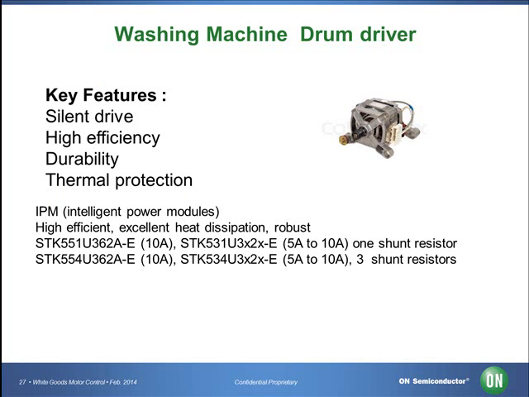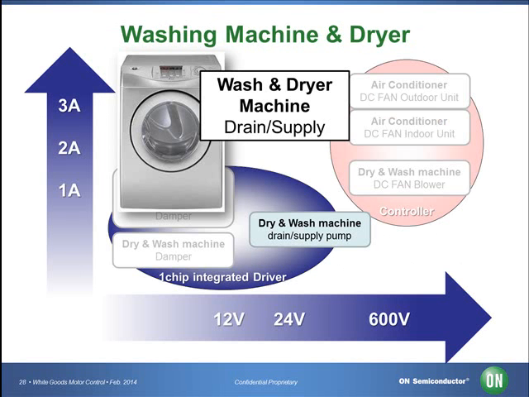As with air conditioners, noise is important to customer satisfaction, and these products provide a silent drive with high efficiency, durability, and built-in thermal protection. These drivers come with either a single shunt resistor or 3 shunt resistors, depending on your requirement. Washing machines require a drain pump. This is often a 24-volt, 3-phase brushless motor.